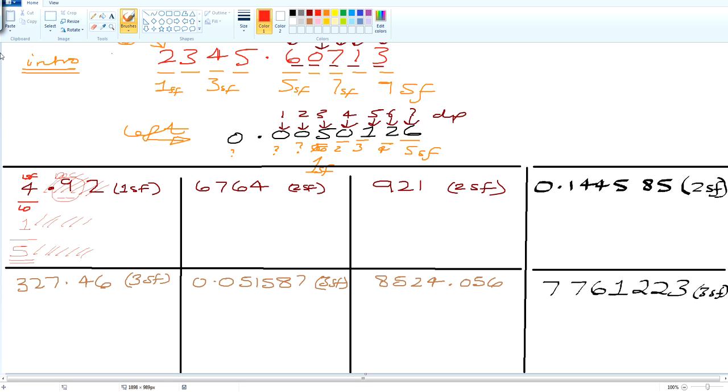Let's have a look at the next question. It says 2 SF. So we start from the left, and 6 is my first non-zero digit, so that's my first SF. The 7 is my second SF. So we are going to put a dotted line along here, and circle this number here. So the 7 is my last digit, and the 6 is my decider.